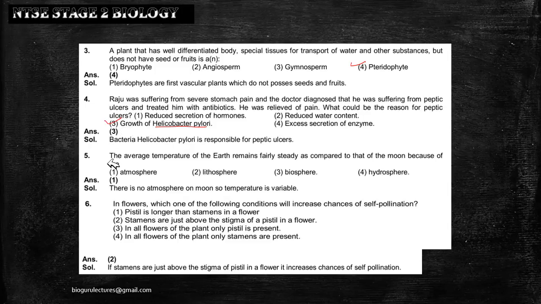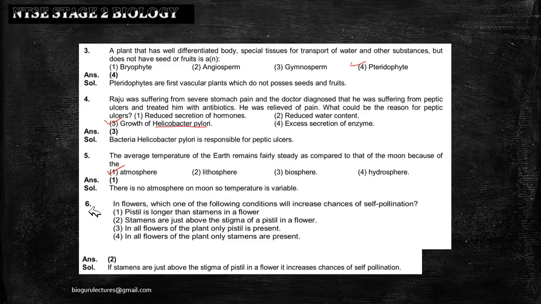Next, question 5. The average temperature of the earth remains fairly steady as compared to that of the moon because of the, so we know the conditions of the atmosphere, where the gases are being recycled through what we call biogeochemical cycles, and rains will keep on coming.